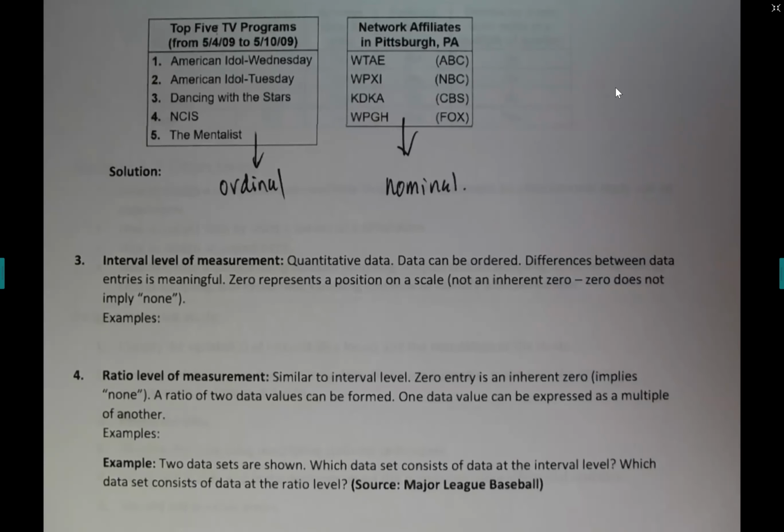It's not like nothing. Like if I tell you I have $0 in my wallet, that means I have nothing. But no, the zero at the interval level means something. So can you guys give me an example of a data set where you can order the data from lowest to largest, and if you subtract it, it will make sense, and the zero means something. It's something that you can feel.